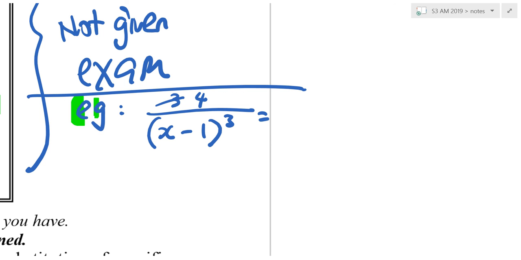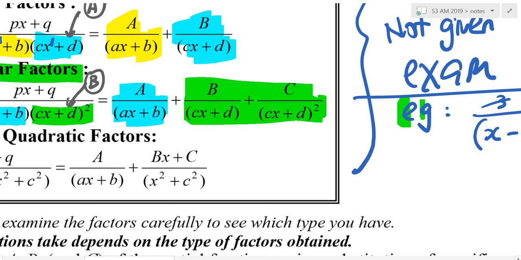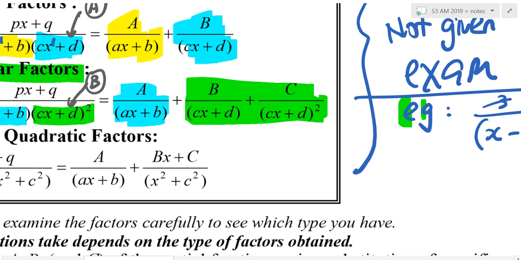Let's look at the green color. Let's ignore the blue color because blue color is case number 1. This one no confusion, no dispute. But if it's cx plus d squared, how many do you see? 2, right? If it's cube, 3.